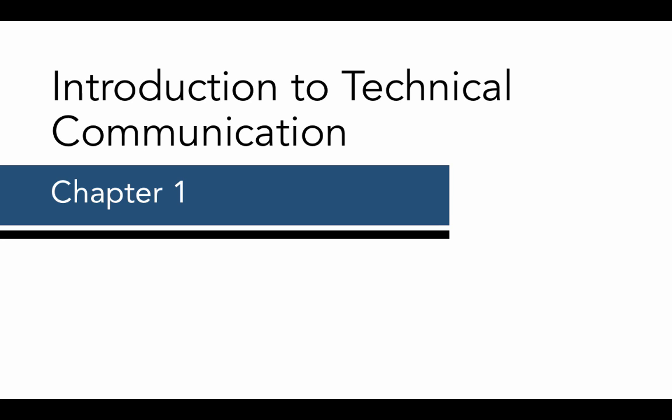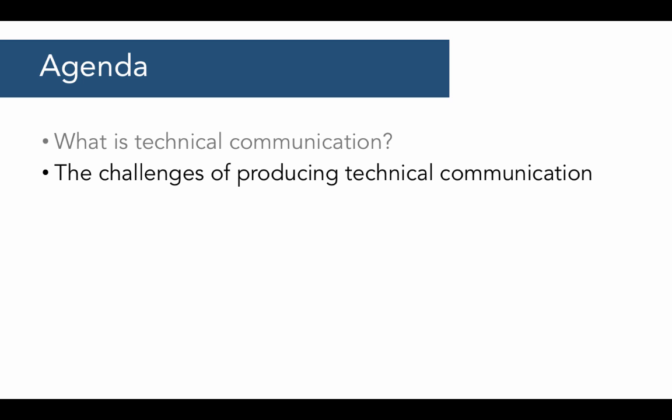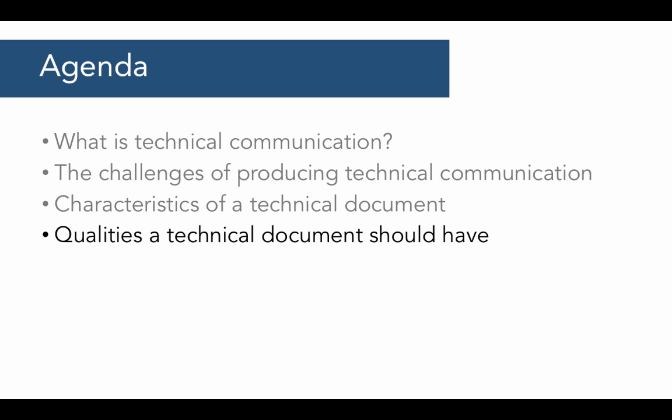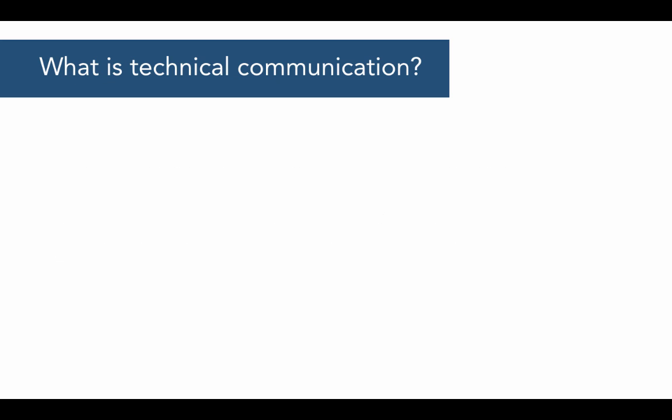This presentation goes over Chapter 1 of our book, Introduction to Technical Communication. I'm going to discuss with you a definition of technical communication, the challenges of producing a technical document, and also the characteristics and qualities of a good technical document. And then we're going to look at a couple of examples of technical documents and wrap up with the main points that I want you to take away from this presentation.